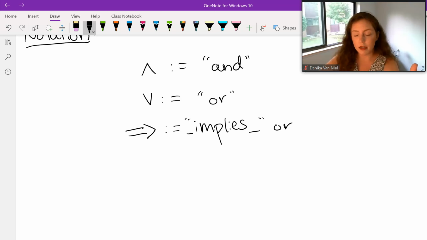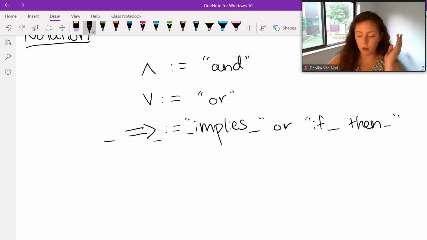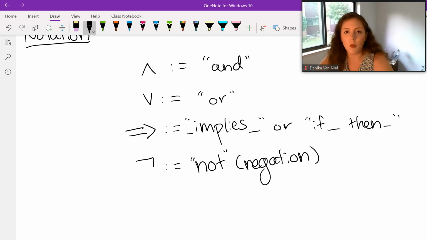Or another way to say it is, if blank, then blank. And what do I mean about these blanks? The blanks would be what goes in front and what goes after the arrow. This thing means not, or negation. The word that it means is not, but it's a way to negate something.